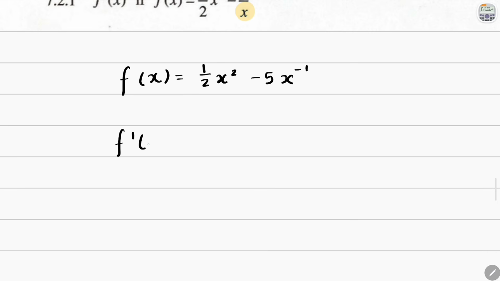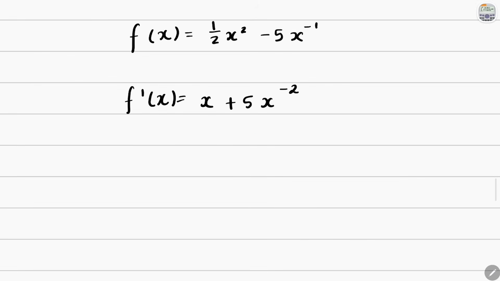So f prime of x is equal to, we'll say the coefficient times exponent, a half multiplied by 2 is 1. So the x stays, and there's a 1 in front, and so exponent minus 1 is 1, and you don't have to rewrite that. Then coefficient times exponent, and that gives us positive 5. And then x to the power of exponent minus 1, and that's negative 2. Okay, and this is our answer.